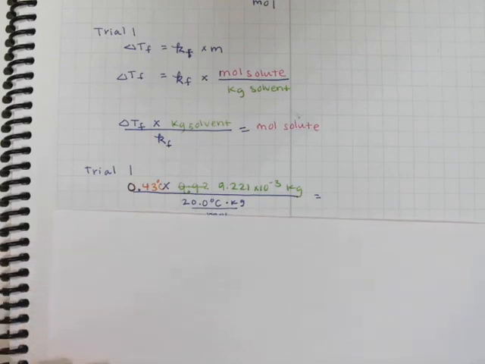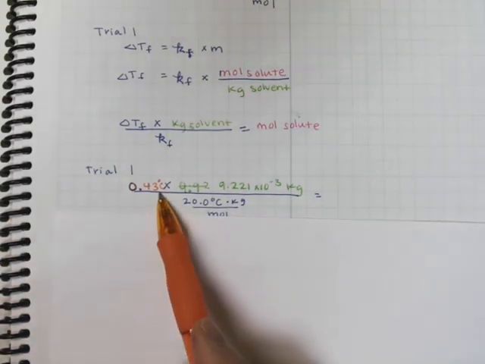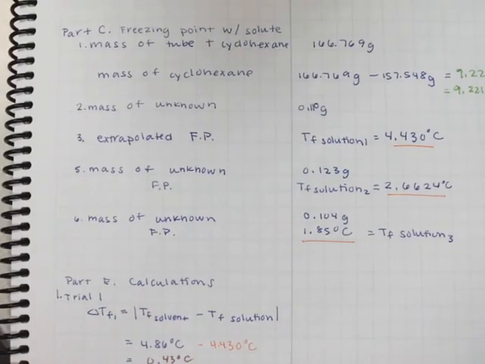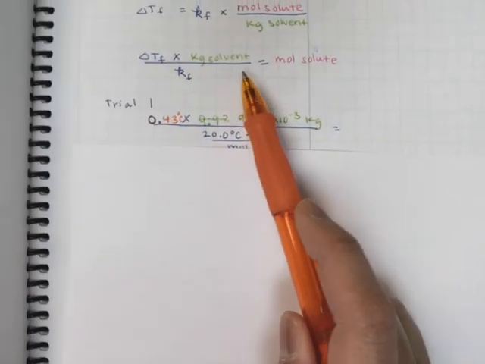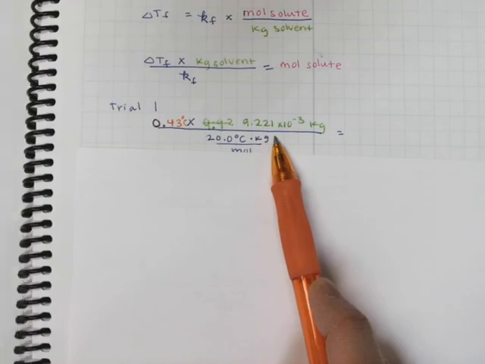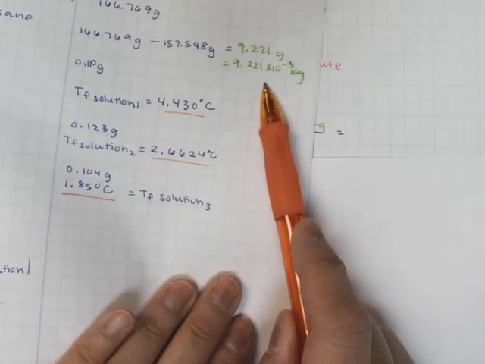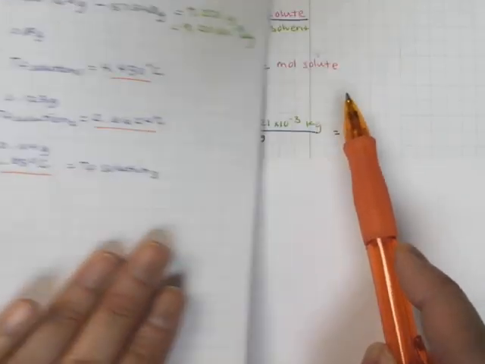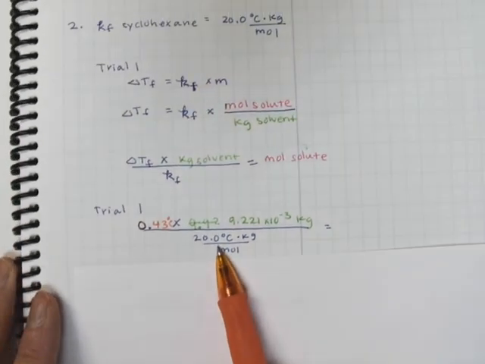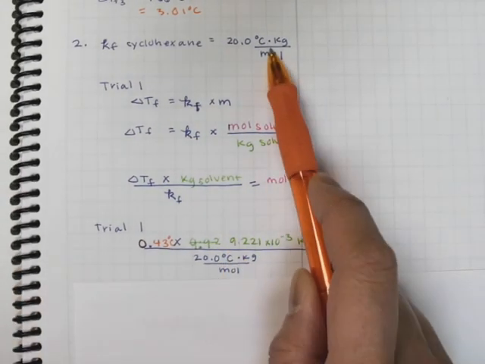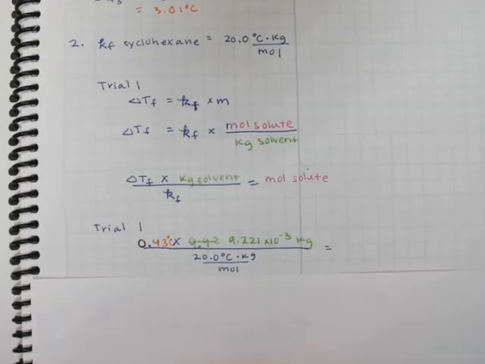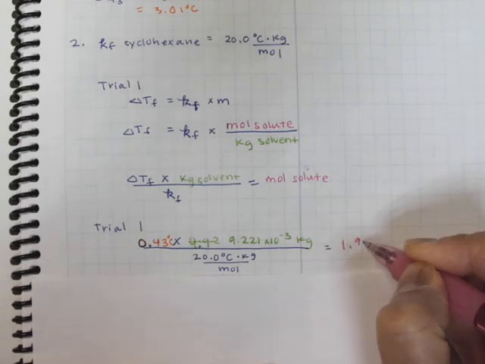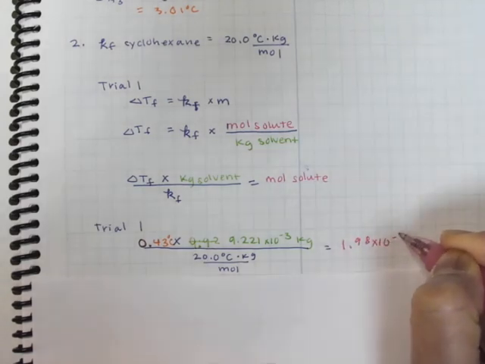So for trial 1, I have that here. The 0.43 came from down here. This 0.43 times the 9.221 times 10 to the negative 3, the kilograms of solvent, the cyclohexane, divided by the 20, which is the constant, which was up here. That gives me a value of 1.98 times 10 to the negative 4th moles.